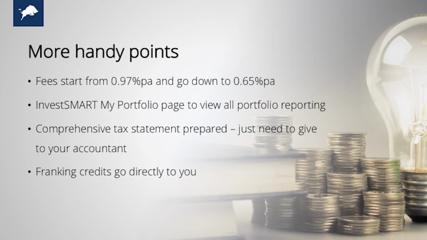Our fees start at 0.97% per annum. That's the maximum amount that any investor will pay with us. And they do then go down, on a sliding scale, to 0.65% per annum. Now, how these are charged and payable: they're calculated on a daily basis on the value of your portfolio, and they're then charged from the cash component on a monthly basis in arrears.